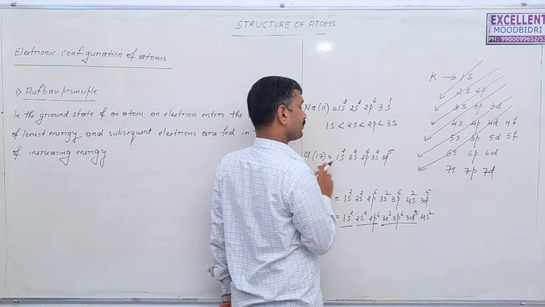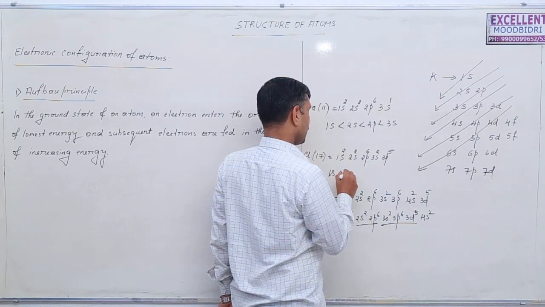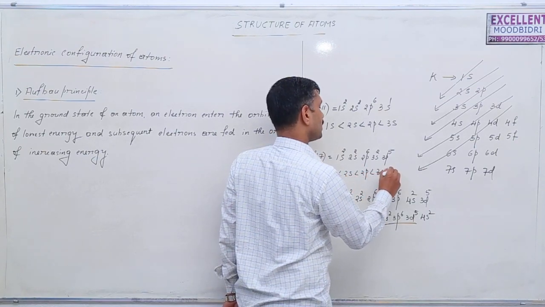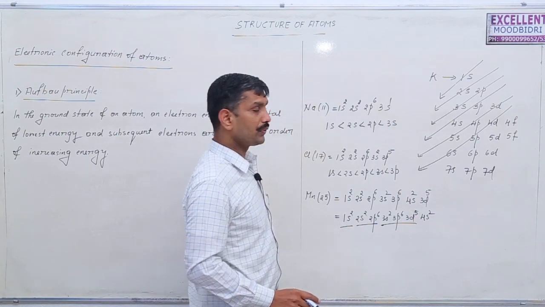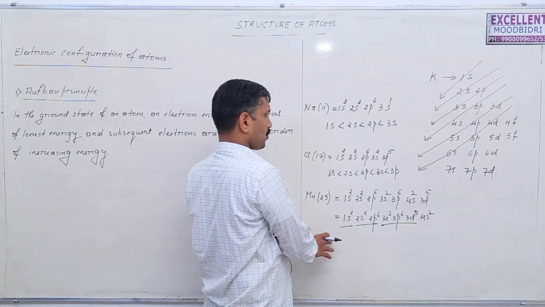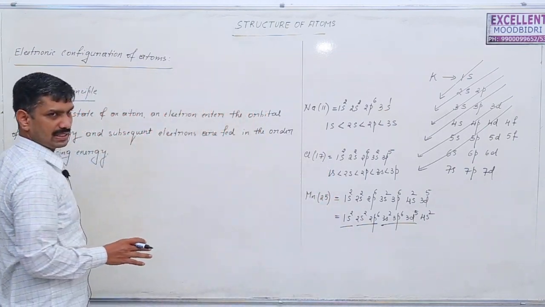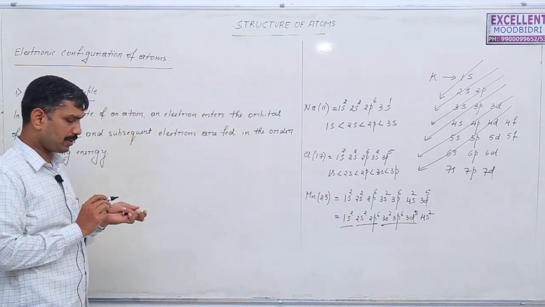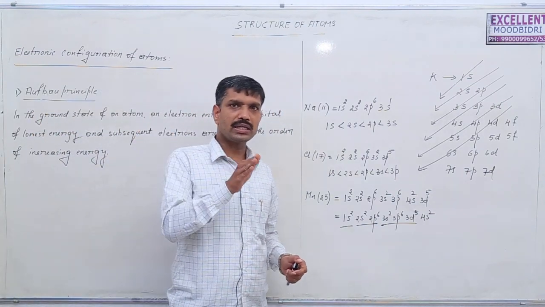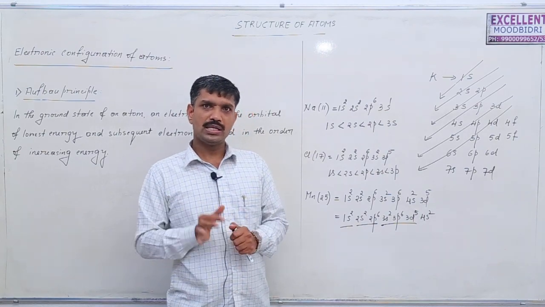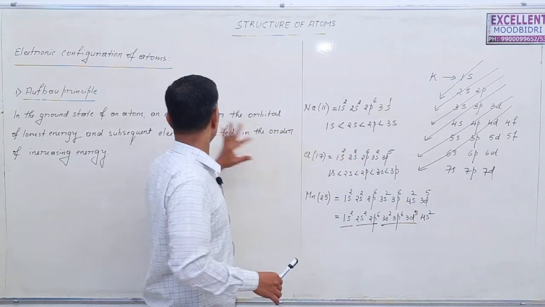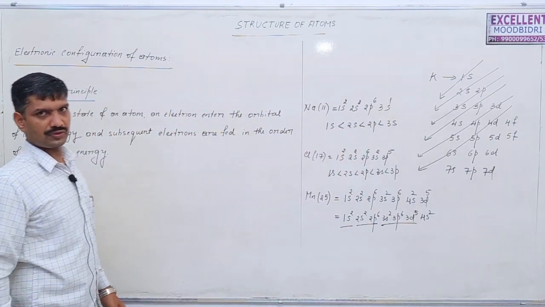If you go for chlorine, first the electron enters the 1s, next 2s, next 2p, next 3s, next 3p. This order is followed. So this is the way of filling electrons in different orbitals. But the filling of electrons takes place according to this principle, and you should remember this statement: in the ground state of the atom, electrons enter into various available orbitals in the increasing order of their energy. So this is the filling of electrons. You have to follow the Aufbau principle.